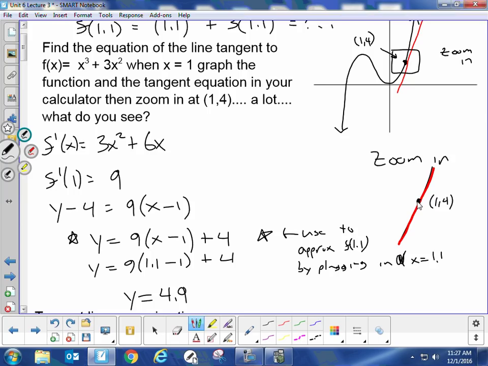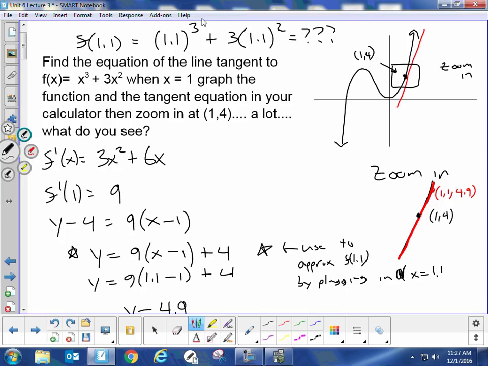So here, using my tangent line, I get that 1.1 gives me the y value 4.9. Well, let's see what the actual value is. In your calculator, figure out what 1.1 cubed plus 3 times 1.1 squared is. Just go into your home screen and type it in.